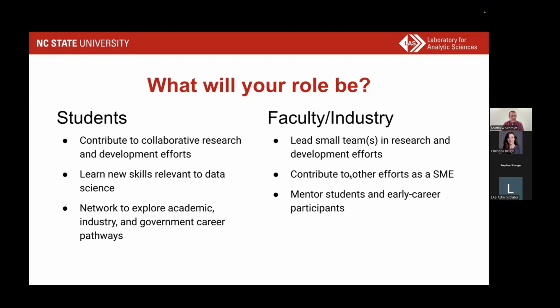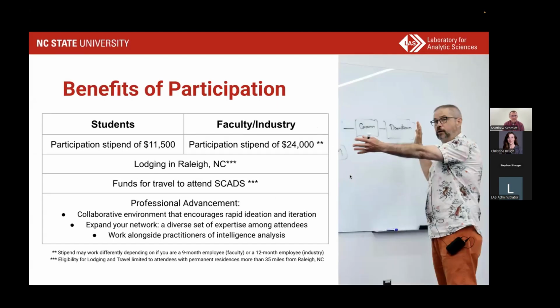that are here as part of the conference. And then we do ask our faculty and industry attendees to serve as mentors for our students, student attendees, and some of the early career participants. So leveraging their experience, leveraging their expertise to help guide not only the work that's going on at SCADS, but also work that may go on during the future. And with that, I'll turn it back over to Christine.